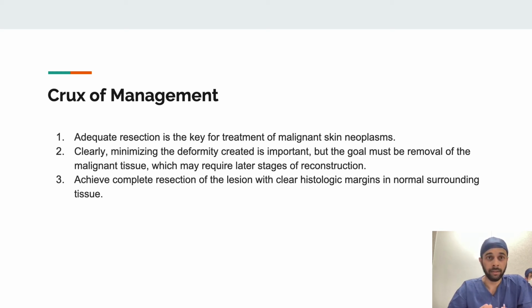So we can't leave malignant tissue inside the hand just so that we have functional improvement or a better aesthetic look. The main goal is to remove all the malignant tissue, and then at a later stage consider reconstruction for active use of the component of the hand which is left.